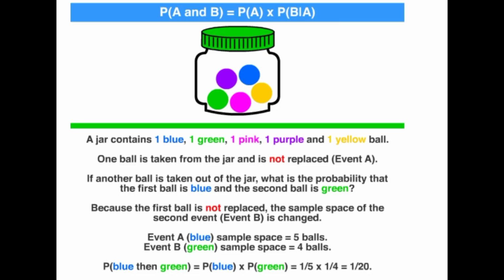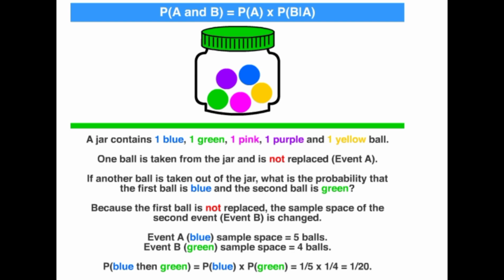I'm going to give you an example of a dependent event. Events are dependent if the outcome of one event affects the outcome of another. For example, if you draw two colored balls from a bag and the first ball is not replaced before you draw the second ball, then the outcome of the second draw will be affected by the outcome of the first draw. I'm going to give you another example.